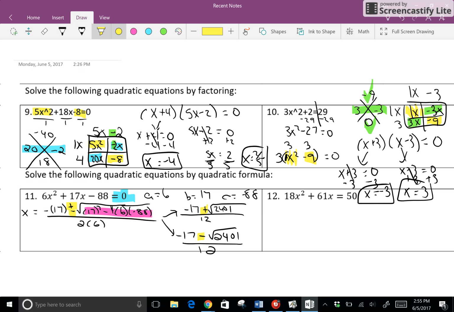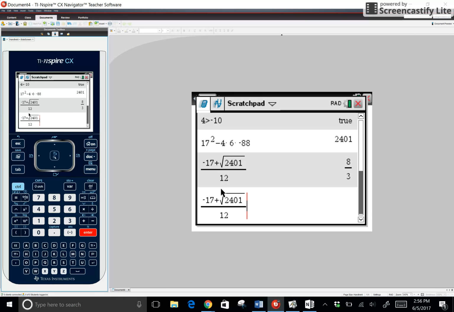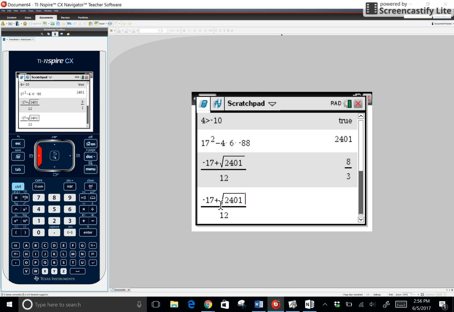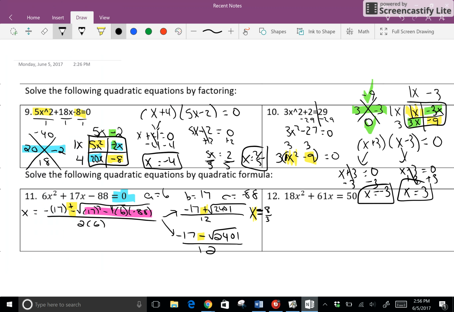I'm just going to leave it as a fraction. Either way will be fine on Wednesday. Hit the up arrow twice to highlight, and all you're changing is the minus. Sorry, I did that too much. So then you get negative 11 over 2.